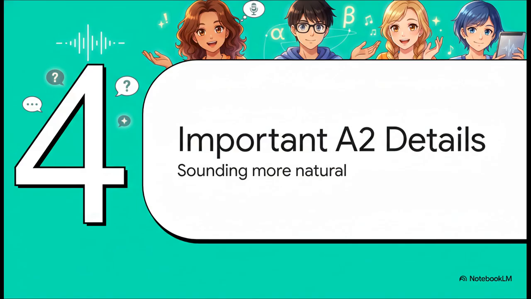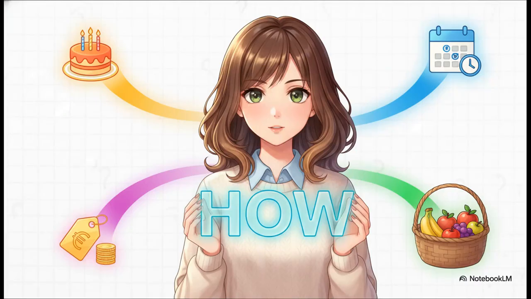Now let's add a few little tricks to the mix that will help you sound even more natural, even more like a native speaker. Okay, so the word how is like a Swiss Army knife. It's super flexible. You can combine it with other words to ask for really specific stuff. You can say how old to ask for age, how often to ask about frequency. Use how much for a price and how many for a number you can count. These little phrases are absolute gold in everyday conversations.